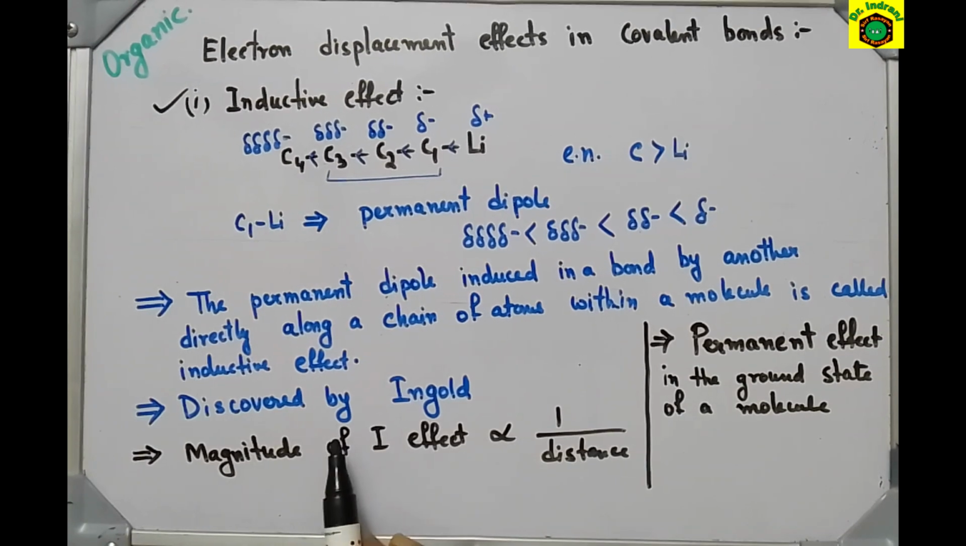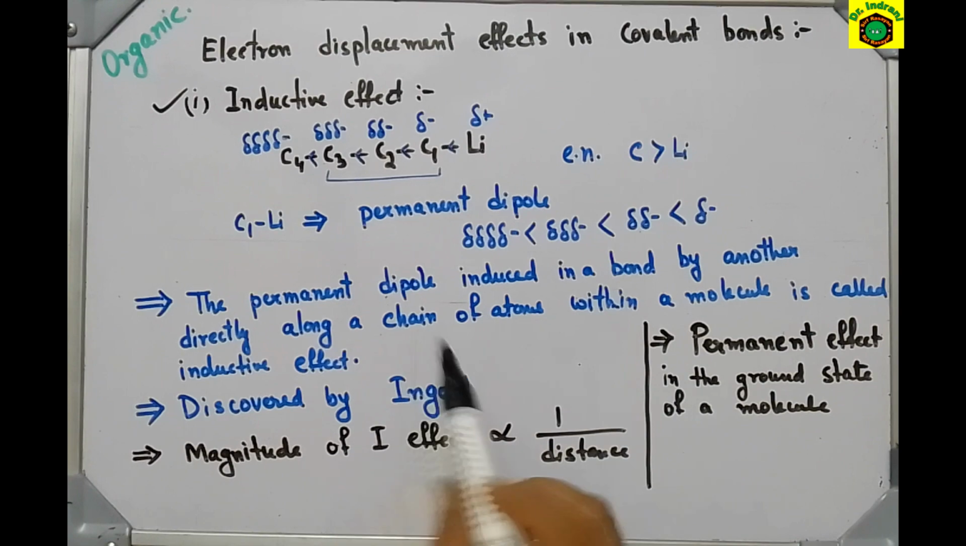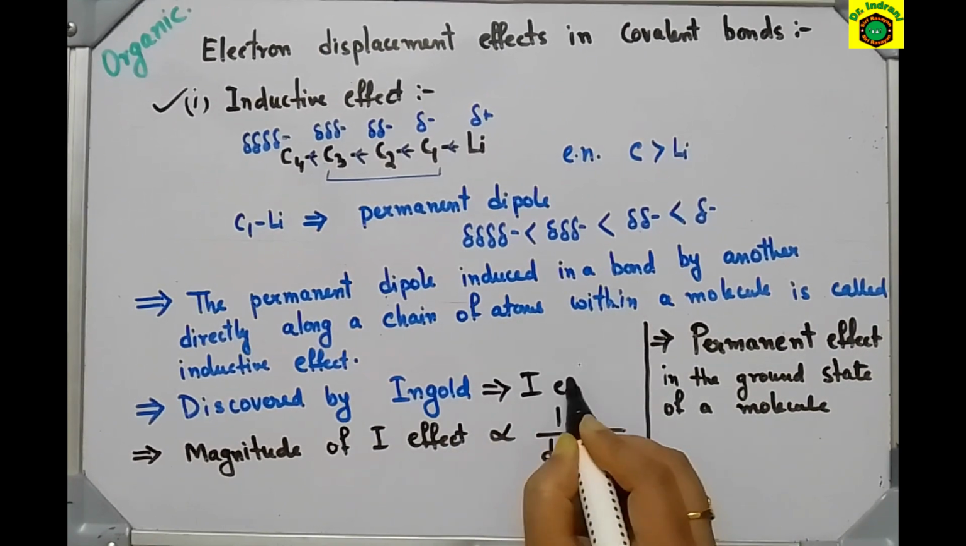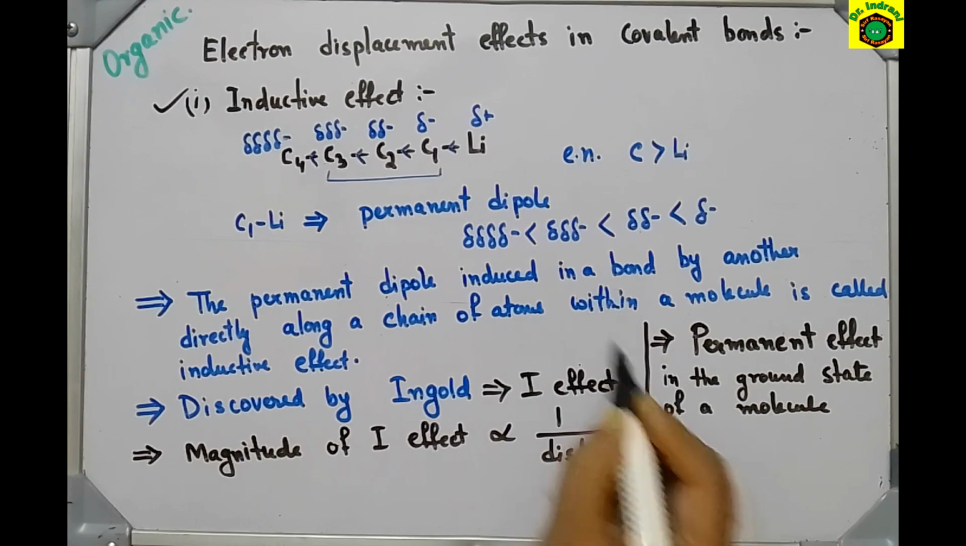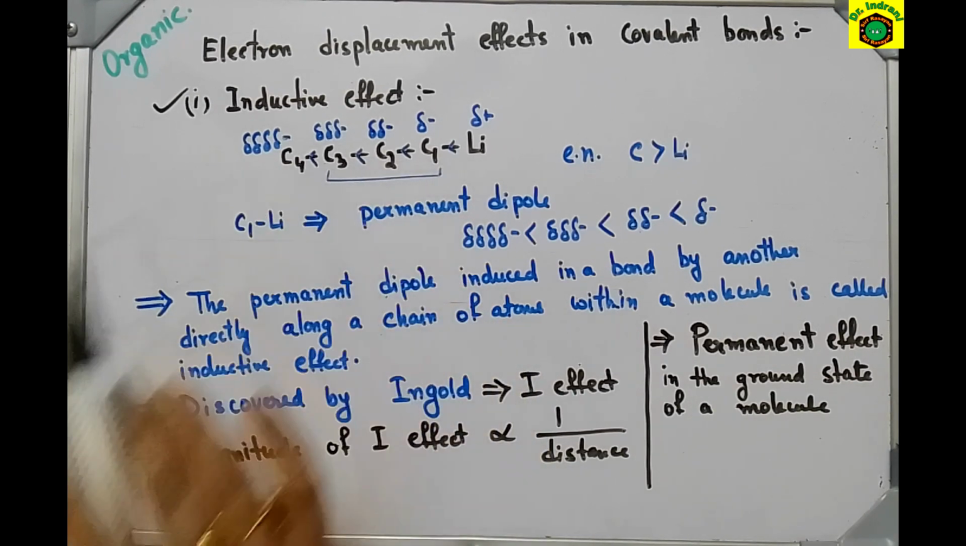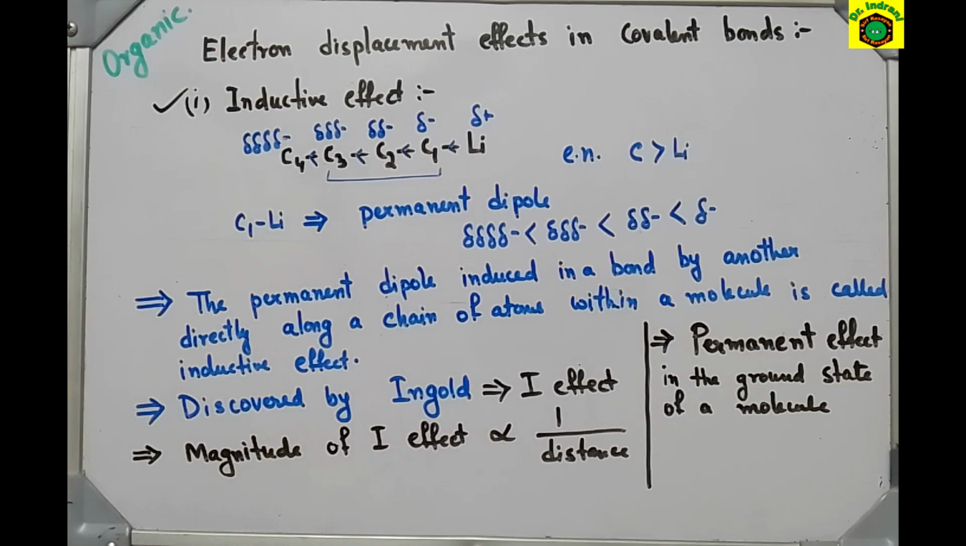It was discovered by the scientist Ingold, so it is called the I effect or inductive effect. In short, I effect. The magnitude of this effect is inversely proportional to distance. We have seen already. This is a permanent effect in the ground state of a molecule and it operates through a single bond. You can see here. So it is called permanent polarization of a single bond.